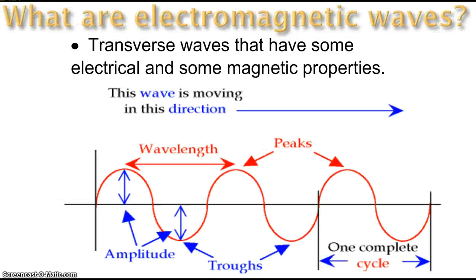What are electromagnetic waves? They are transverse waves that have some electrical and some magnetic properties, hence the word electro and magnetic. So the wave is moving in this direction, but the disturbance is going up and down. Okay, so it's not like our longitudinal wave. It's very much like a water wave.